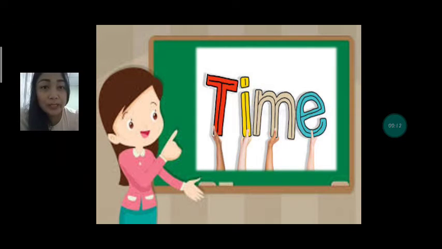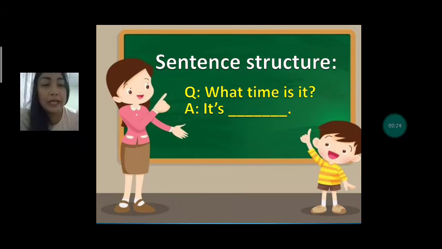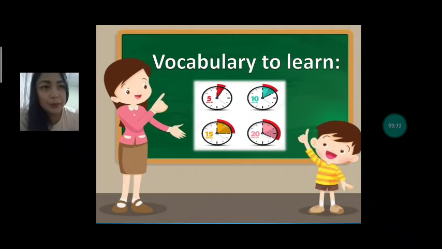Okay, today our topic is all about time. Everybody say time. Can we spell time together? T-I-M-E, time. Okay, our sentence structure is: what time is it? Everybody say, what time is it? It's blank.